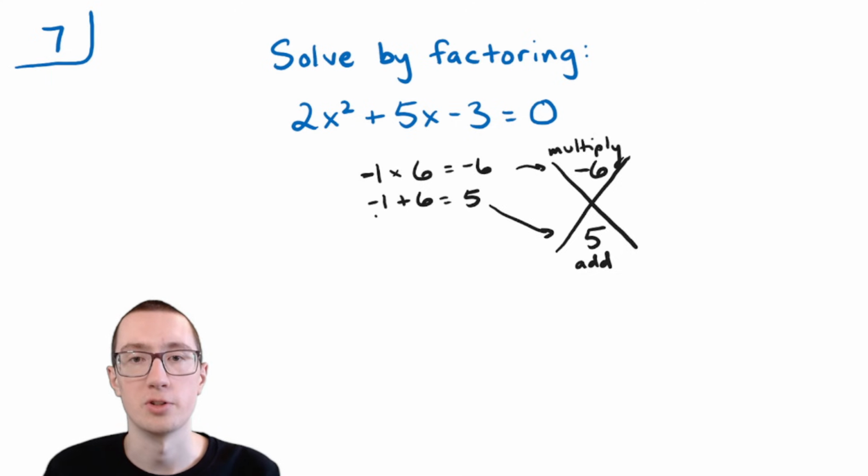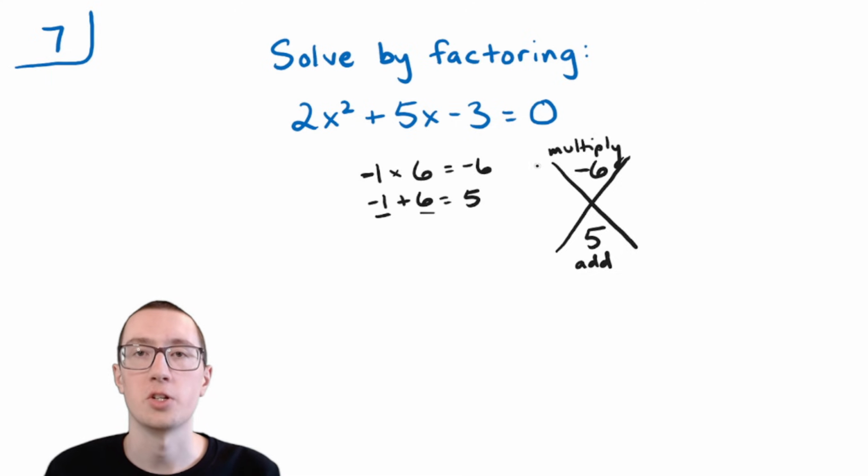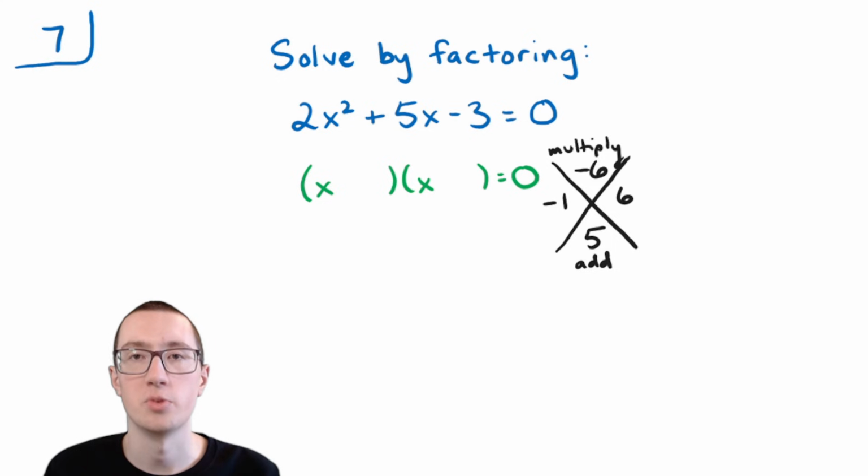So we found our two numbers, negative 1 and 6. So what we're going to do is we're going to take those two numbers and put them on the sides of our x. So we're going to have negative 1 and 6. Now in normal factoring, what you would do is just take those two numbers and put them in, negative 1 and 6, and then give yourself an equation and then solve it.